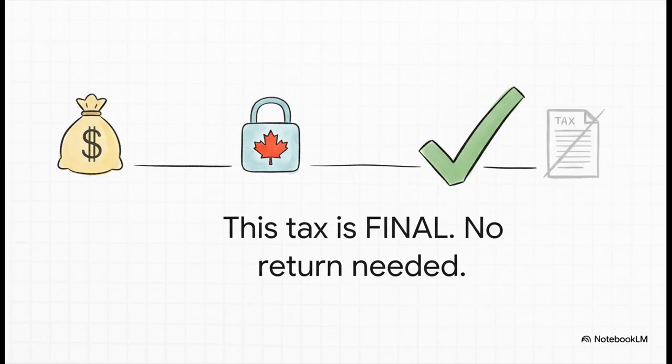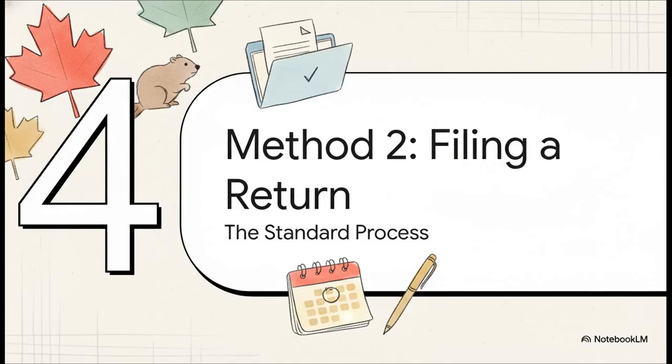For these types of income, that 25% tax is the end of the story. It's their final tax obligation to Canada. The non-resident doesn't have to file a Canadian tax return for this income. The tax is paid and their duty to Canada is done. Simple as that. But what about all the other kinds of income?